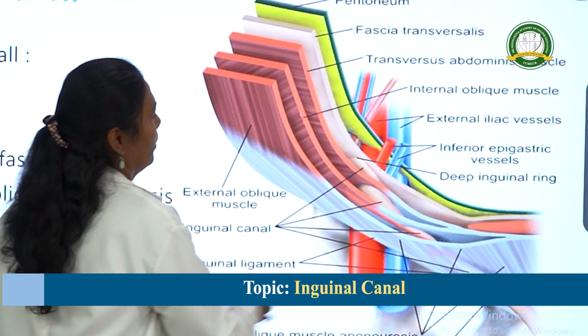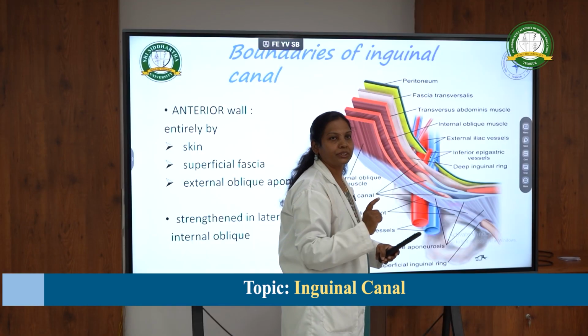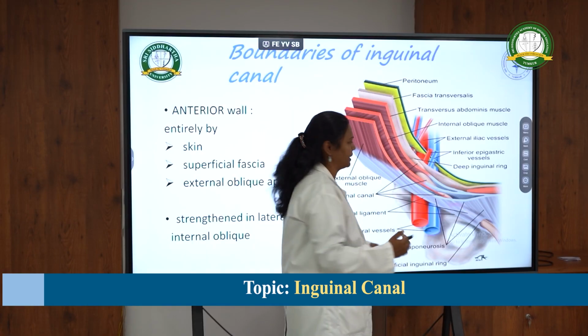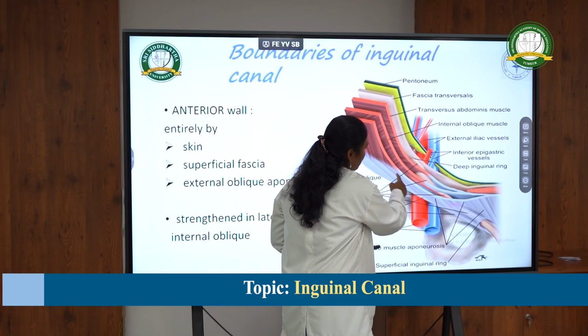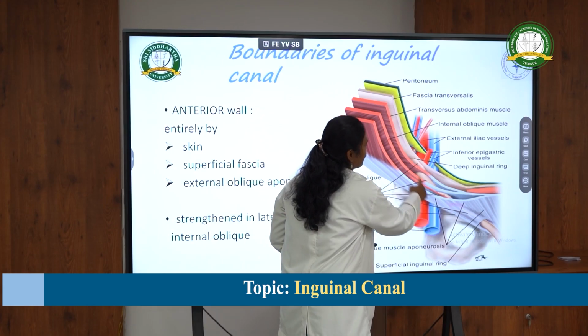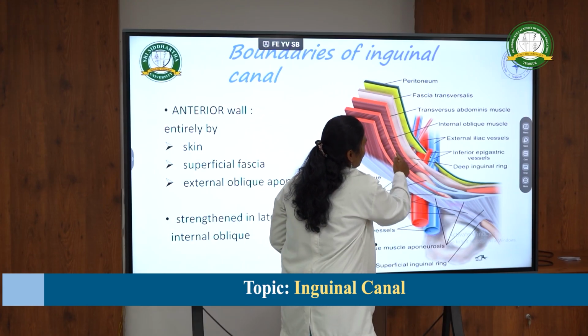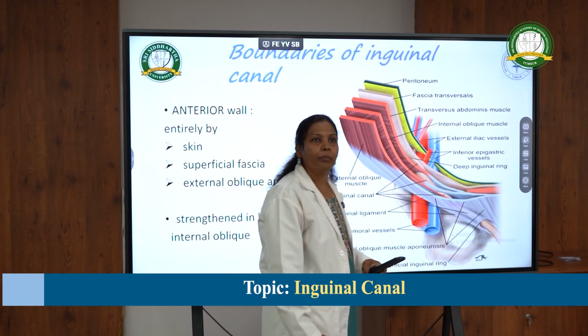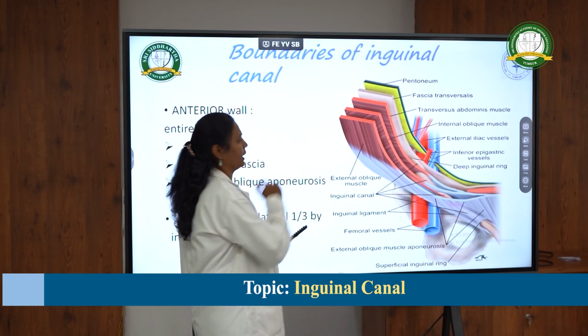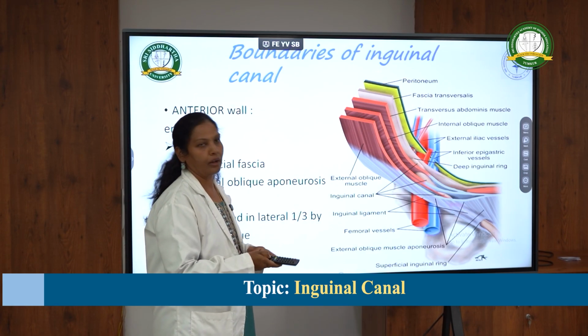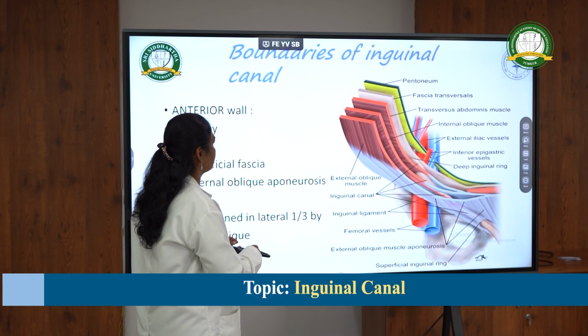So the anterior wall is formed by mainly two structures, in addition to the skin and superficial fascia. They are the external oblique abdominis aponeurosis in its whole extent, and also, in the lateral half, the internal oblique abdominis muscle. So this is the anterior boundary of the inguinal canal.